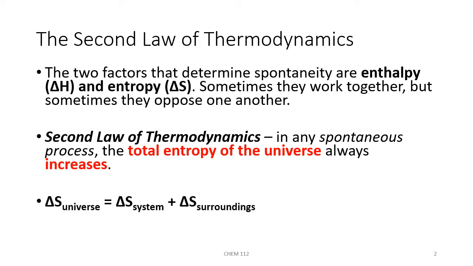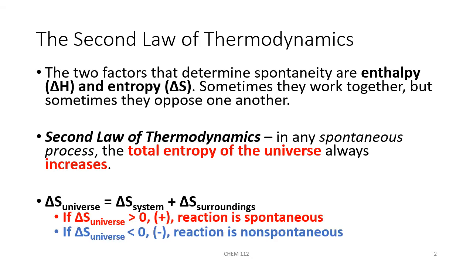The delta S of the universe is equal to the delta S of the system plus the delta S of the surroundings. If the delta S of the universe is greater than 0, or positive, that means a reaction is going to be spontaneous. If the delta S of the universe is negative, or less than 0, that tells us that a reaction is going to be non-spontaneous.